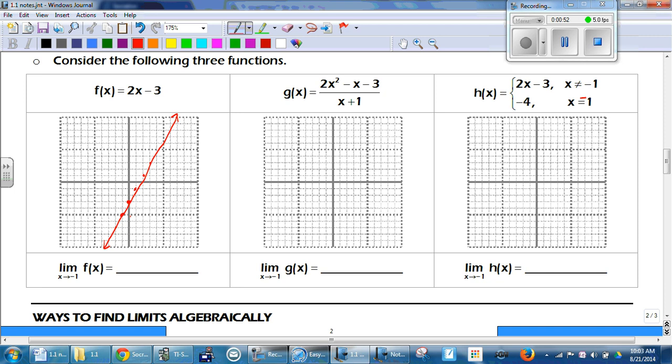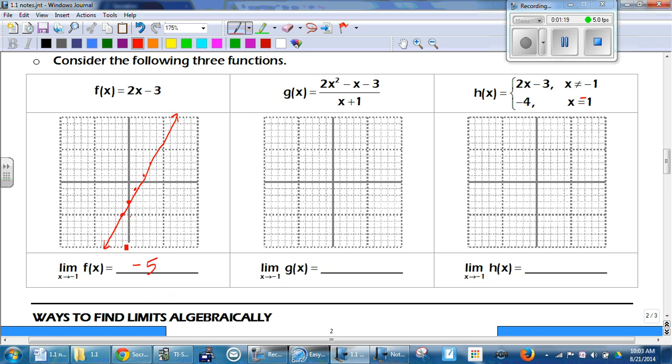Well, here we're trying to find the limit as x approaches -1 of this function. So as we get closer and closer to -1 from both sides, what's our y value getting closer and closer to? Well, as we get closer and closer to -1 from this side and from this side, what point are we getting closer to? What y value? -5.